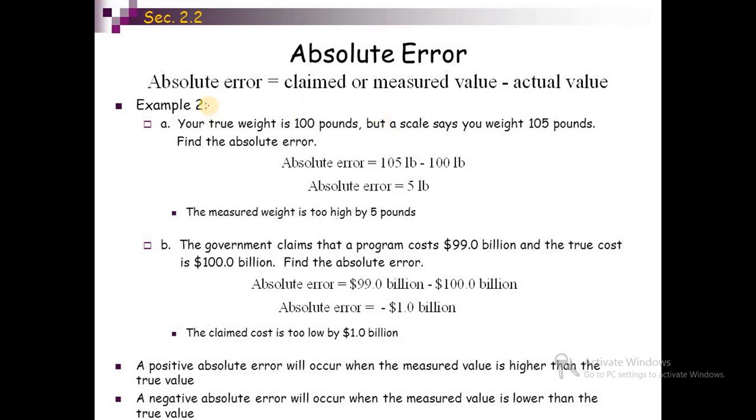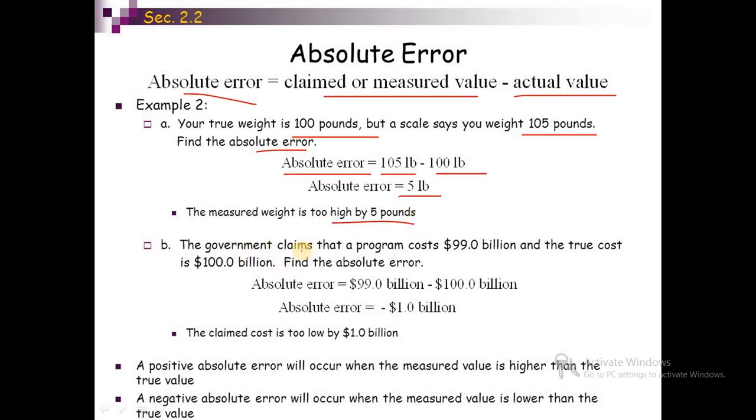Absolute error is the difference between the measured value and the actual value. Example: suppose the true weight is 100 pounds, but a scale says your weight is 105 pounds. Then what is the absolute error? The measured value is 105 but the true value is 100, so the difference is 5 pounds. The measured weight is too high by 5 pounds. So this is the absolute error.